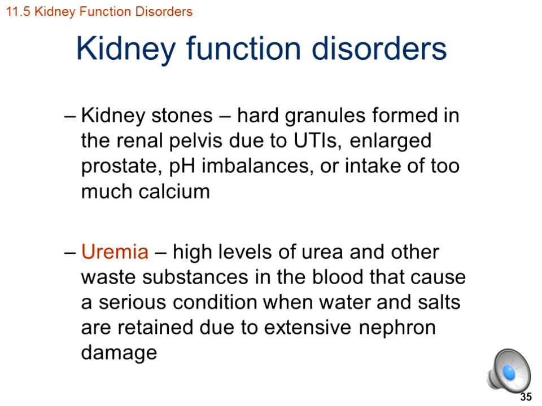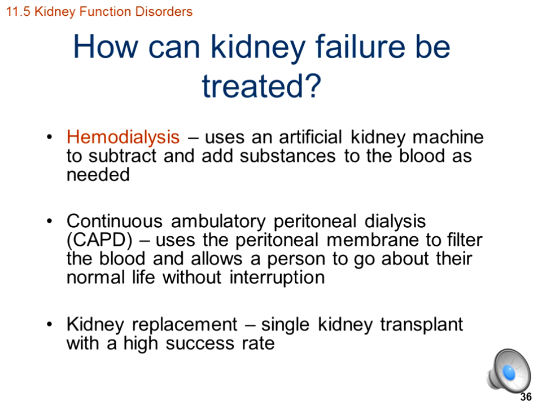Kidney stones are hard granules formed in the renal pelvis due to urinary tract infections or an enlarged prostate. pH imbalances or the intake of too much calcium can cause kidney stones as well. And uremia is high levels of urea and other waste products which should be in the urine. They're instead found in the blood. And it can cause very serious conditions where the water and salts are retained due to excessive nephron damage. So the nephron is not functioning the way that it does because we have all of these other waste products that are circulating.